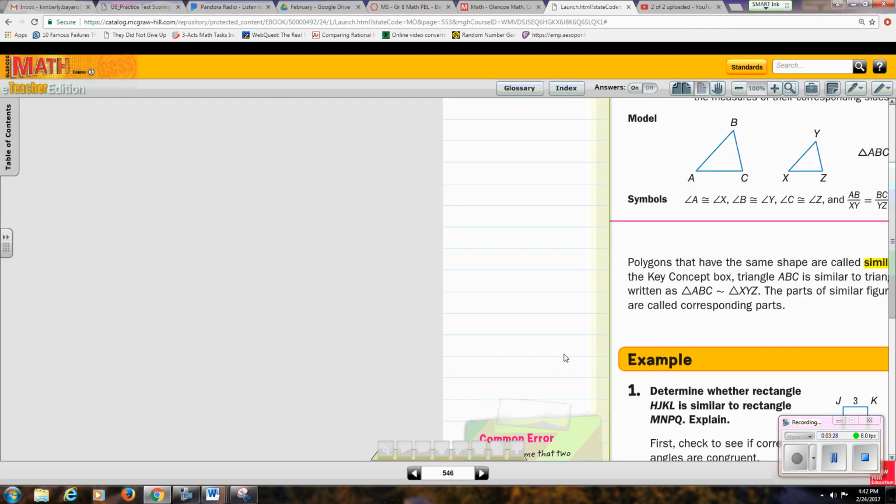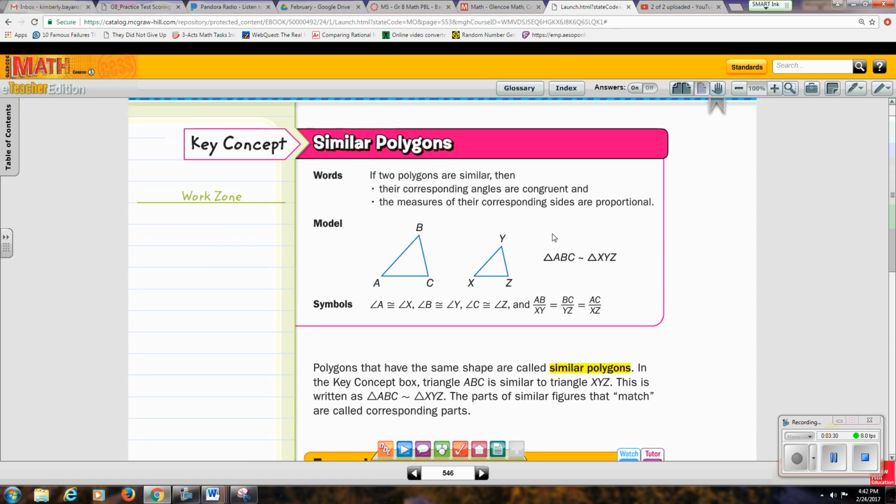So let's go ahead and turn to page 546. And again, we have already done this. If two polygons are similar, we've already talked about this, their corresponding angles are congruent. We talked about that Friday. And the measures of their corresponding sides are proportional. So we've already done this.